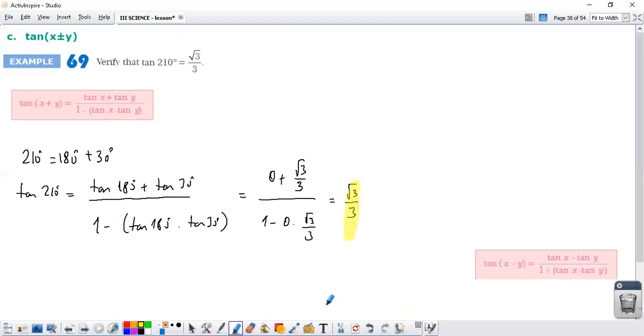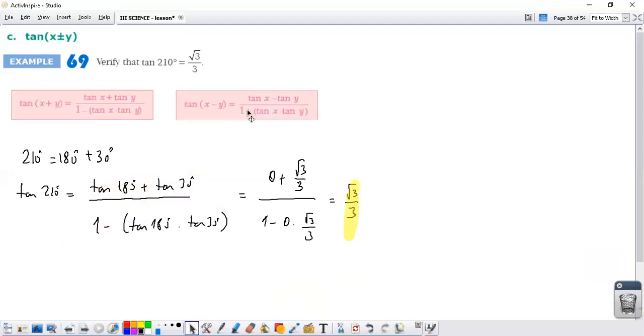And also we have here the difference formula for tangent. So it's going to be tangent x minus tangent y over 1 plus tangent x times tangent y. We are going to have just the inverse operation. That's it.